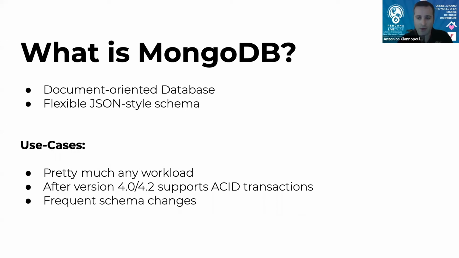So really quick, what is MongoDB? If you don't know, it's a document-oriented database, and it supports a flexible JSON-style schema. The use cases are pretty much unlimited. You can use it for any workload. It's the Swiss knife of NoSQL databases. It now supports transactions from 4.0 to 4.2, so those limitations are lifted. And if I had to choose something, it would be frequent schema changes and heterogeneous data. It has amazing capabilities, but at the same time, it acts as permanent storage, and that's where I got the inspiration to make this presentation.